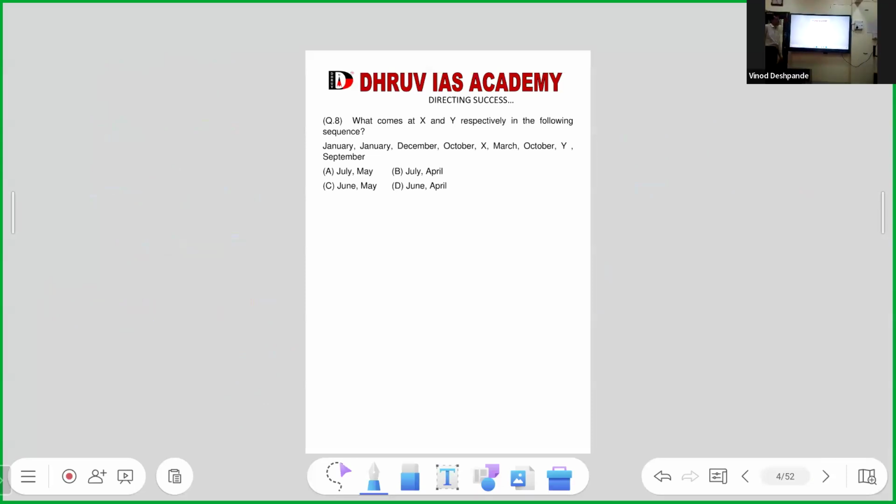What comes at X and Y respectively in the following sequence? One sequence is given: January, January, December, October, X, March, October, Y, September. You have to find out the values of X and Y.